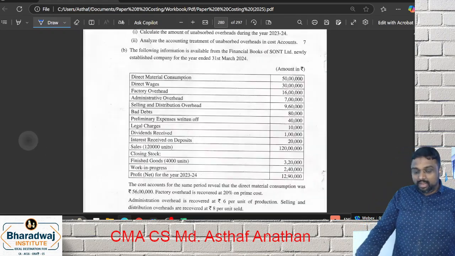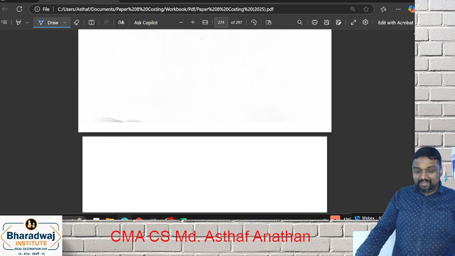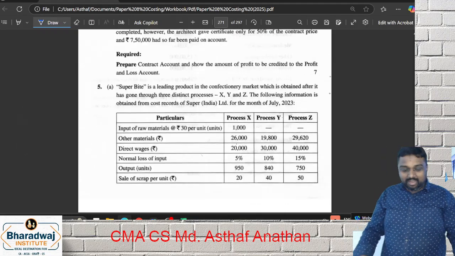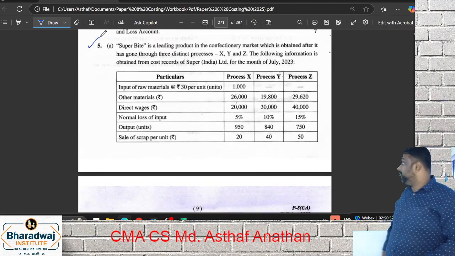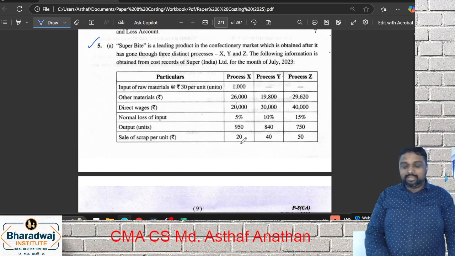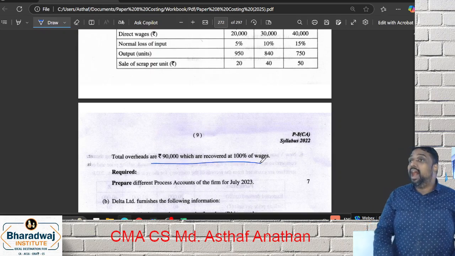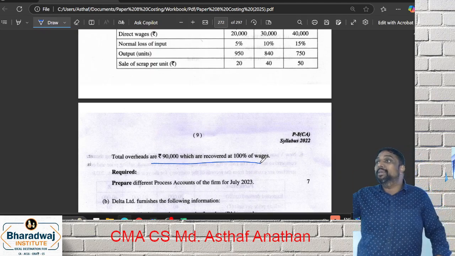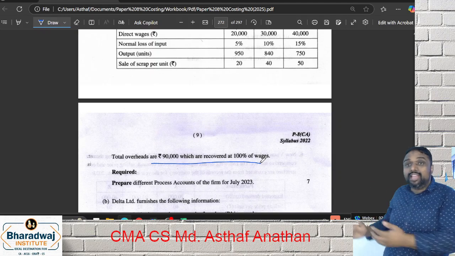After this, we have attached December 23 for you. December 23 process account, if you see it now, you will wonder whether it is an exam question. If you go through it, yes, this is 5A, December 23. See, input 1,000, material, wage, normal loss, output, scrap. That means total overhead is 90%, which is recovered as 100%. This is a ditto of our first question. The first question we did the base. So it's a ditto.